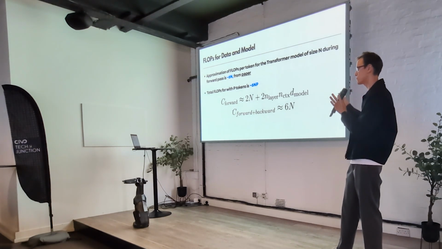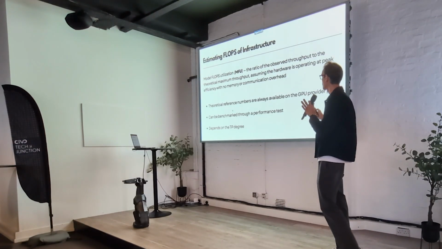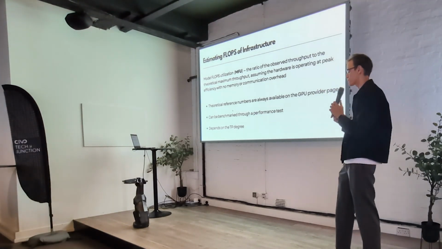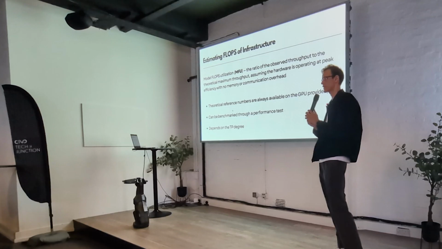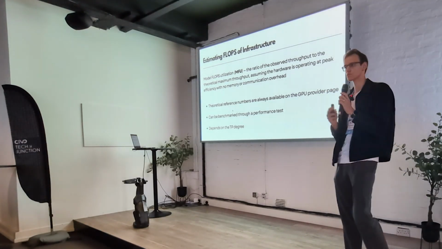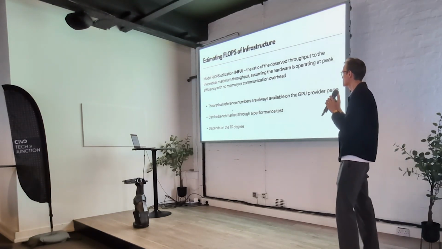If you multiply it by P, which is the data set size, you are good. You've solved the numerator. The hard part is your infrastructure, basically the capacity of the infrastructure and the speed of it. And in order to solve this, you need one more metric called MFU. Nothing serious, it's super simple.